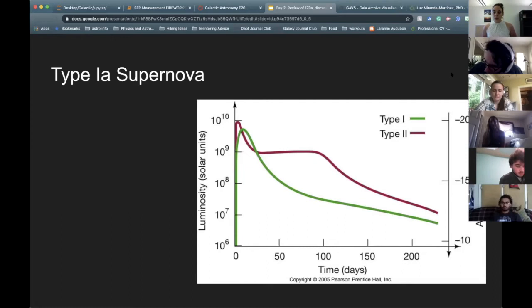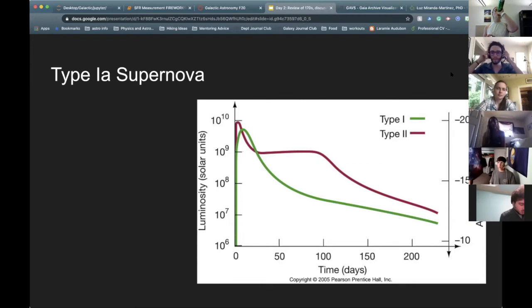Can someone tell me what's the difference between a type 1 and a type 2 supernova, specifically type 1a? Is it that on type 1 there's no hydrogen in the spectra? Yes, so that's the official classification. And how do we get type 1a versus type 2?